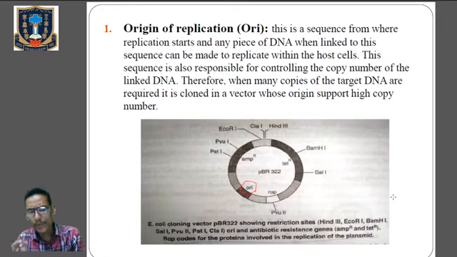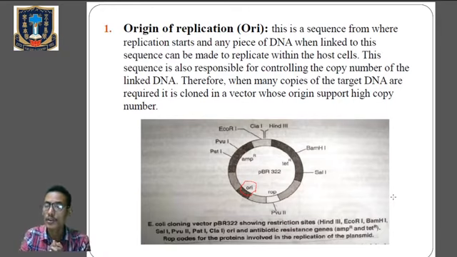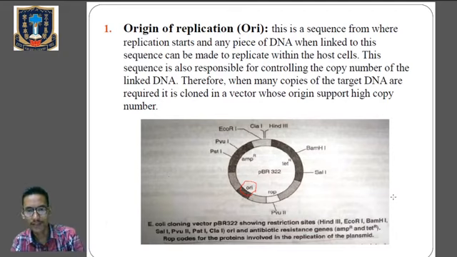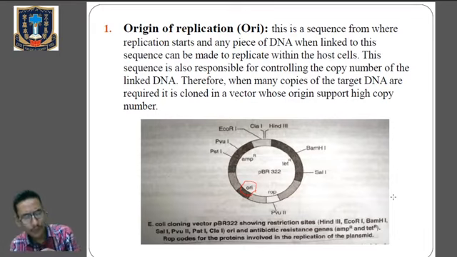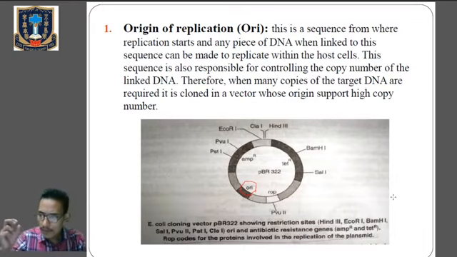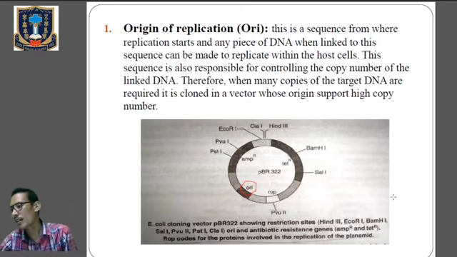Therefore, when many copies of the target DNA are required, it is cloned in a vector whose origin supports high copy number. That means we have to select those vectors which have the property to produce a high copy number of the inserted DNA. So depending on the number of copies we require, we have to select such a vector that can support the production of a higher number or multiple copies of foreign DNA.